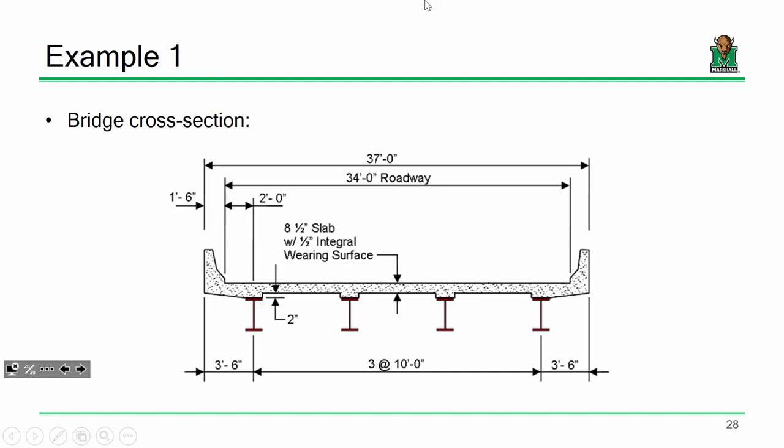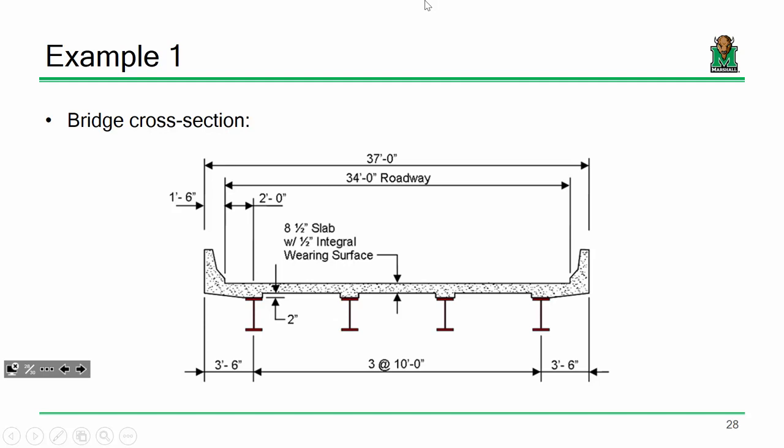So let's go through a couple things just to ensure we're all clear on the parameters. So we've got a bridge that has 4 beams. They're all spaced at 10 foot on center. So that's the center of the web on each beam that's 10 foot apart. The overhangs on each end are 3 foot 6 inches. So the overhangs from the center of the web to the edge of the slab, so that's 3 foot 6.